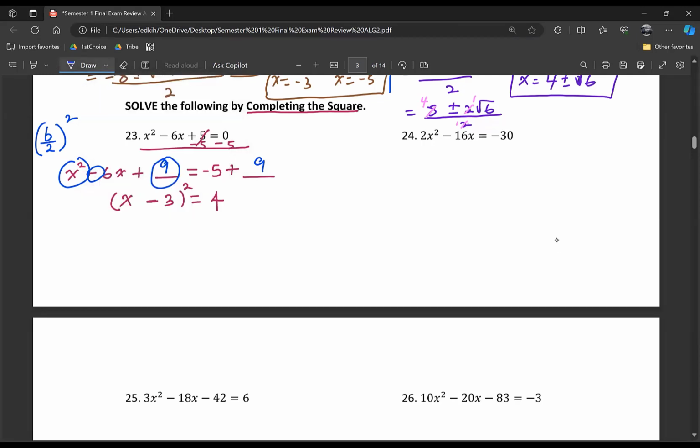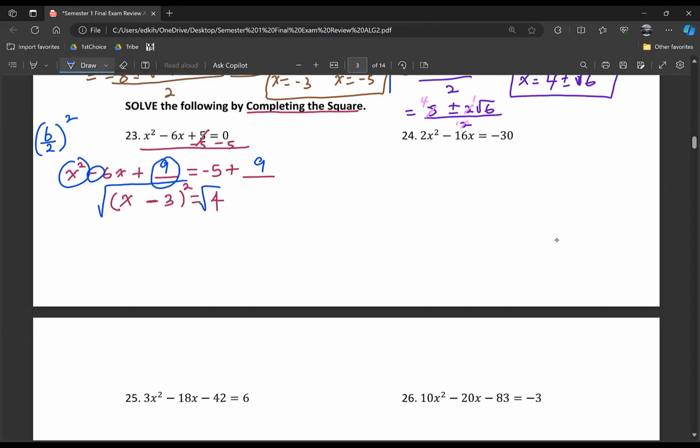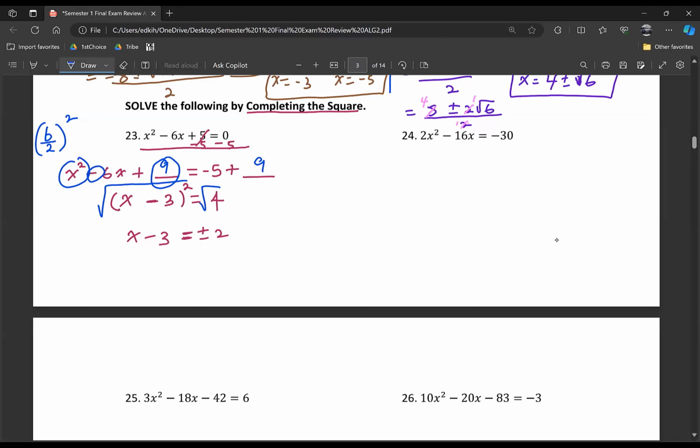Now we can try to solve for this by taking the square root of both sides. The reason you're doing this is so the squared and the square root cancel, leaving you with just the x minus 3 under the radical equals plus or minus 2. Square root of 4 is 2, but since you're solving, you have to remember to account for that plus or minus. To get x by itself, you're going to add 3 to both sides like that.